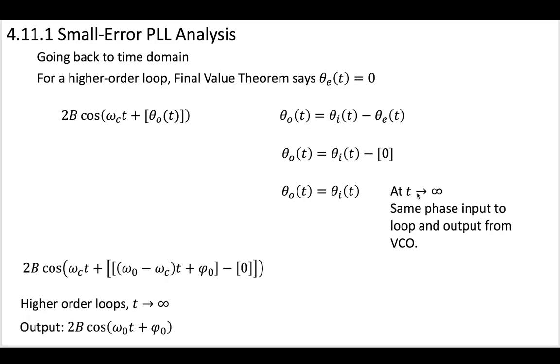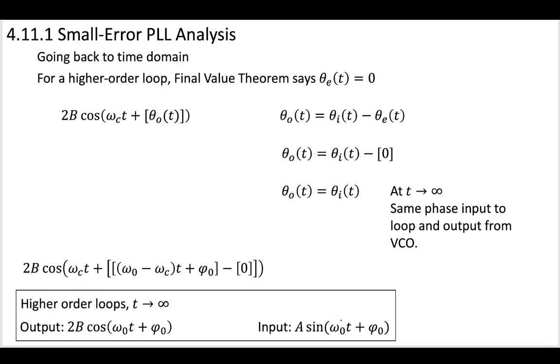So substituting in for a higher order loop, as time approaches infinity, the output from the VCO can be simplified down to this omega 0 plus phi 0, and these are exactly the same as what the input was when the input had some deviation from your omega c. So when your input has some deviation from omega c, the free running VCO frequency, and you have a higher order filter, you can reach the point where there is no phase error.